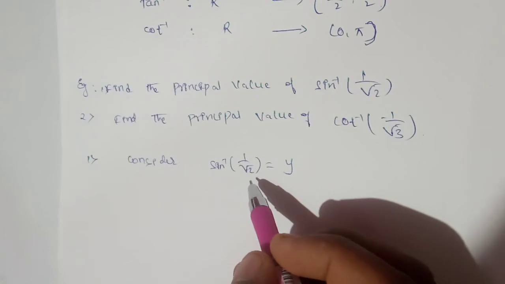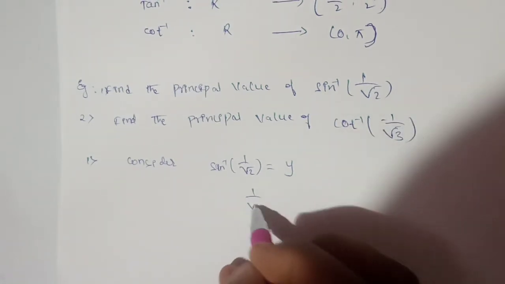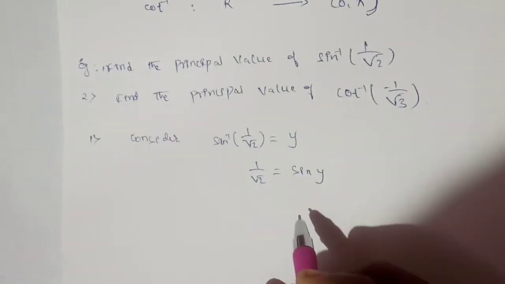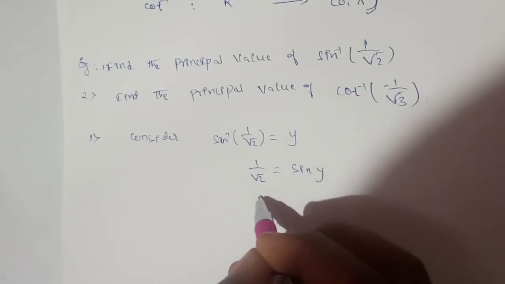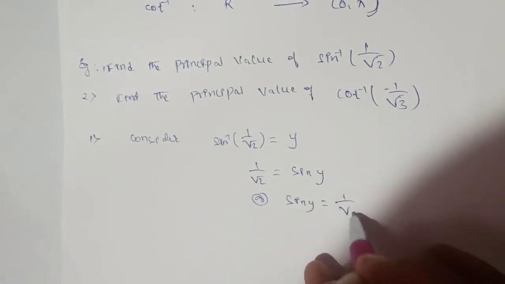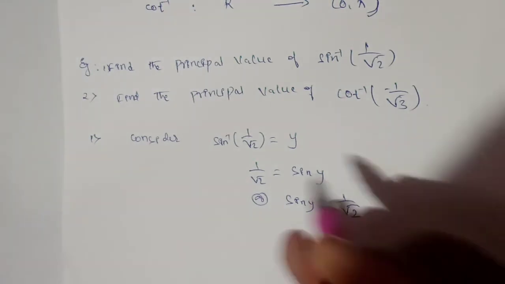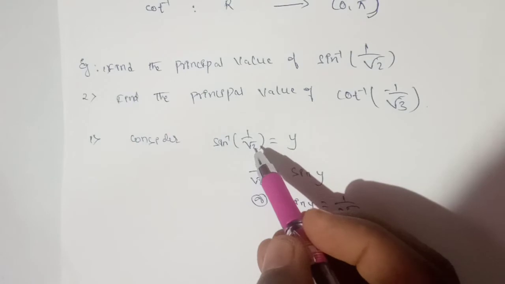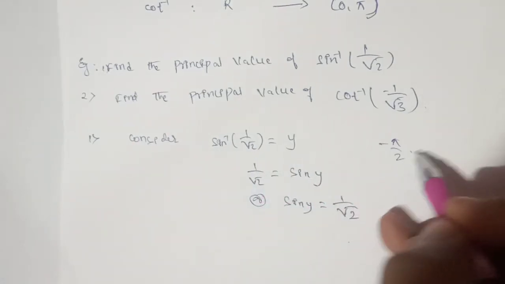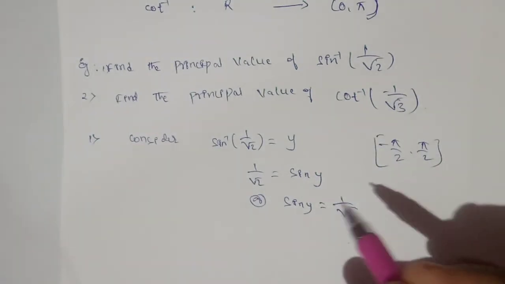Sin inverse 1/√2 is equal to y. Then 1/√2 is equal to sin y here, or sin y is equal to 1/√2. One more thing we have to know: the range of the sin inverse function. The range of the sin inverse function is minus pi by 2 to pi by 2, that is, the closed interval minus pi by 2 comma pi by 2.